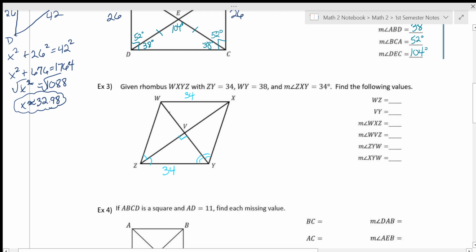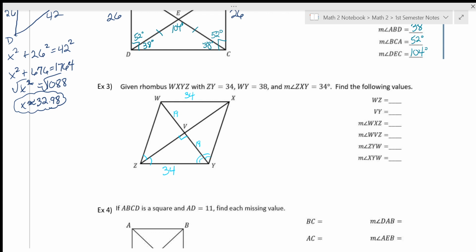WY is 38, which means that each of these pieces for WY are going to be 19 and 19. Okay, now what we don't know with a rhombus that we did know with a rectangle is that the diagonals are congruent. In a rhombus they're not necessarily congruent, but they do still bisect each other because that is a property of a parallelogram.